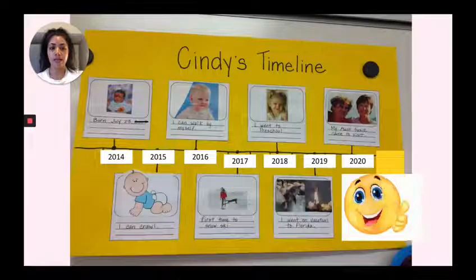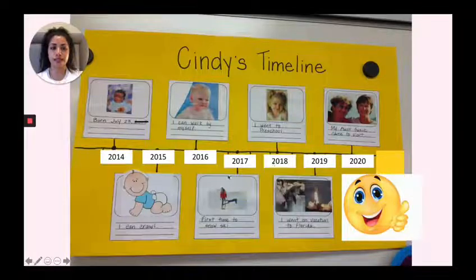Here is a timeline made by a girl called Cindy. She has drawn a line across the middle of the page. Not a very straight line, as you can see. I'm sure all of you will be using your rulers to draw straight lines.